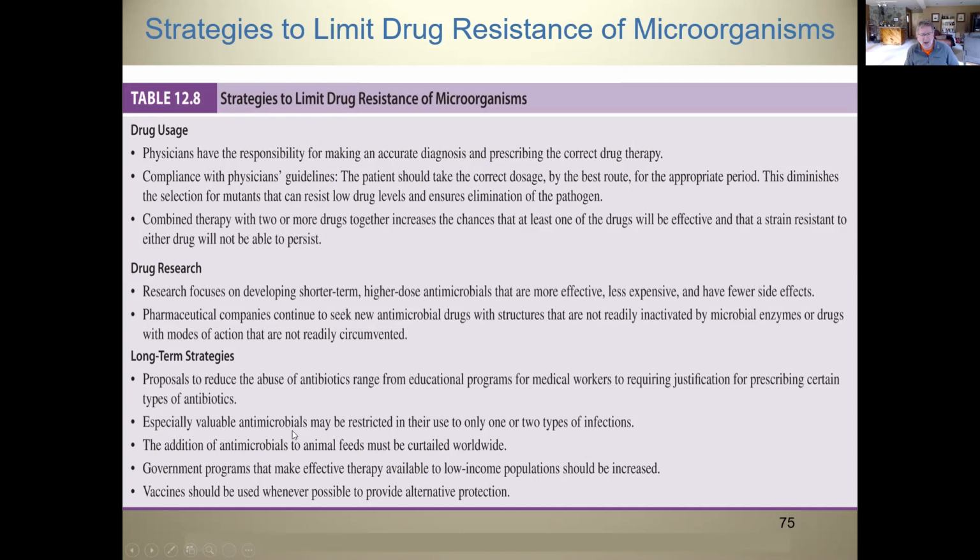Especially valuable antimicrobials should be restricted in their use to only 1 or 2 types of infections. Yeah, if we start prescribing all sorts of antibiotics for all sorts of infections, we often aren't doing ourselves any benefit because sometimes we may run out of drugs to use. There's so much drug resistance. If we can set a few drugs on the shelf, if you will, and use those only when needed, that might prove to be much more helpful.